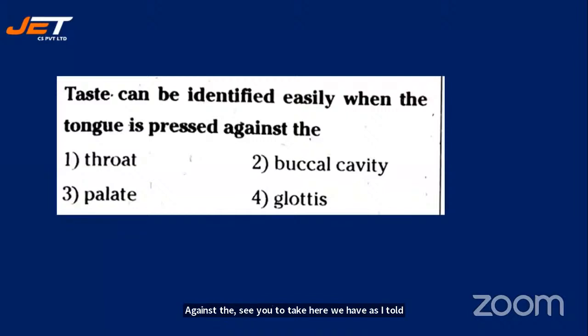So tongue will be laid down on the, that is the answer actually. Throat, buccal cavity, palate, and glottis. Throat is not part of the buccal cavity, you can exclude it. Buccal cavity is the complete mouth cavity, you can exclude it. And glottis also you can exclude because it is present between the digestive system and the respiratory system. So what is left here? Only one thing left, that is the third one. Yes, palate. Very good. Most of you are giving the correct answer.